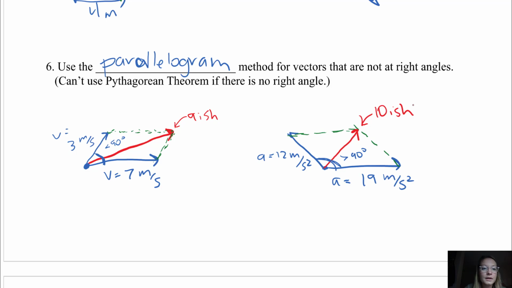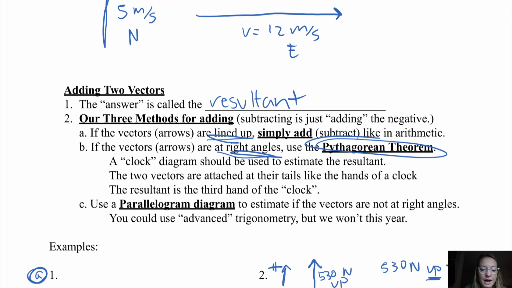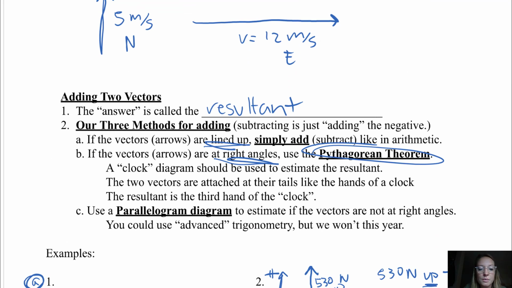So that pretty much sums up all 3 of these methods we used. When vectors are lined up, we can just add them. When vectors are at right angles, we can use the Pythagorean theorem. And when vectors are not at right angles, we can use a parallelogram diagram to estimate.